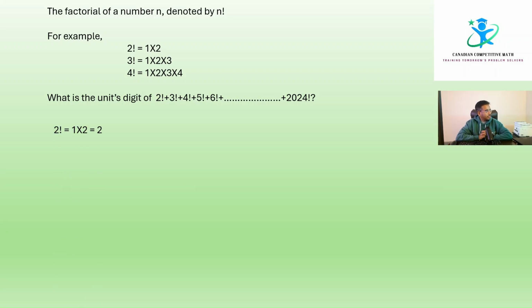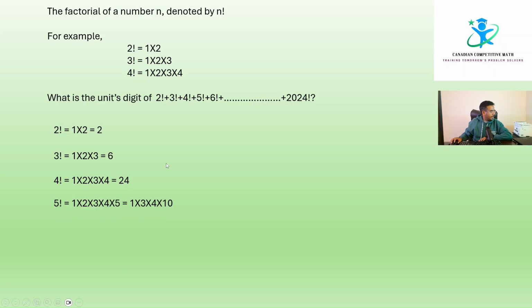When we say 2 factorial, it is 1 times 2, which is 2. 3 factorial is 1 times 2 times 3, which is 6. 4 factorial is 1 times 2 times 3 times 4, which is 24. The fun starts after this. If I say 5 factorial, that will be equal to 1 times 2 times 3 times 4 times 5.